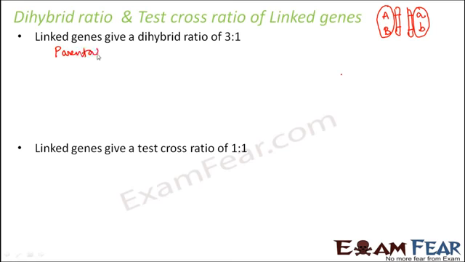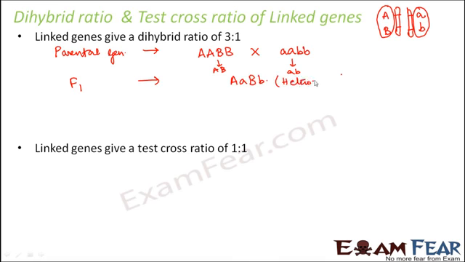For that, we should have a parental generation. Let us suppose we cross two homozygous parents, AABB with aabb. What are the gametes that can be produced from this, AB? What are the gametes that can be produced from this, ab? And they both will combine to form the F1 generation, which will be AaBb, and this is going to be heterozygous.